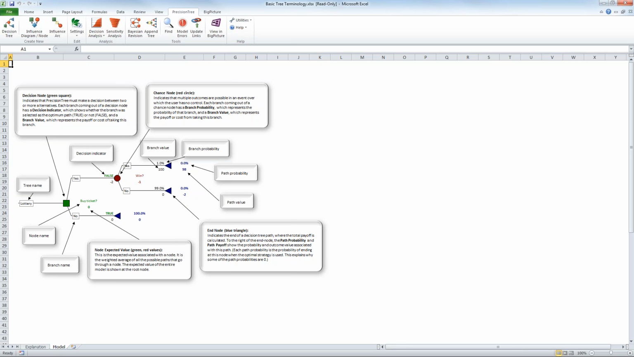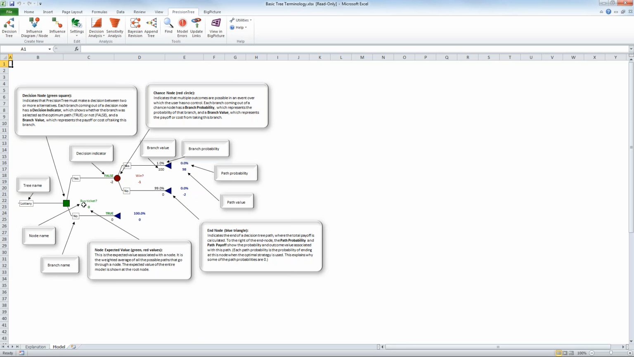Like I mentioned earlier, after all the numbers in your tree are done, PrecisionTree will go ahead and put in that true-false decision indicator, suggesting which decision you may want to make at that level. That is what's called the decision indicator, which is right here. Then, of course, there are branch names. You can see the branch names, yes and no, here.